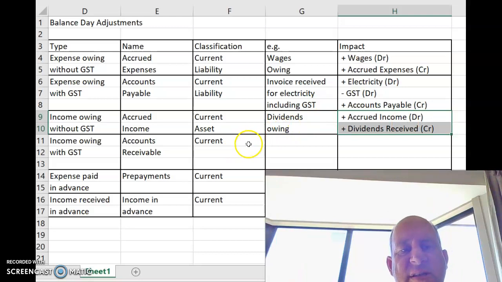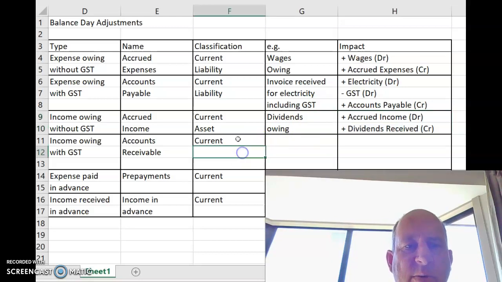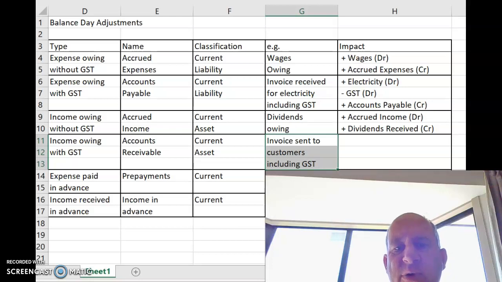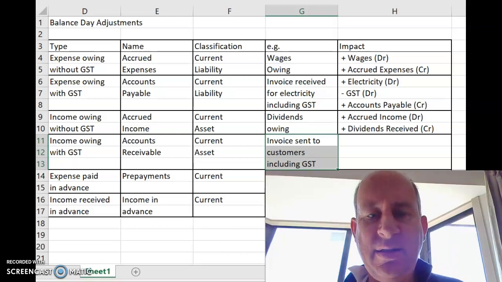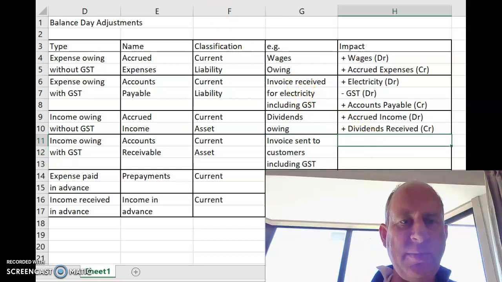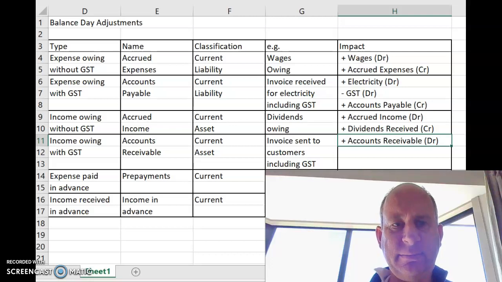Income owing with GST is called accounts receivable, so that's going to be, for us, a current asset. And an example: invoice sent to customers. So we are sending invoices to customers, and that includes GST. Accounts receivable is going to be the debit because it's an asset.